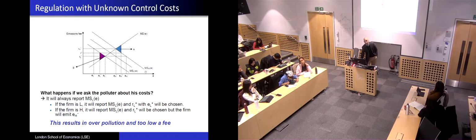But what about if it's a high-cost firm? They also have exactly the same incentive, actually more. They want the tax to be lower, so they also have an incentive to lie. So basically the result, given this incentive structure, is that we're going to have too much pollution, and the fee would be lower than what we would like it to be.